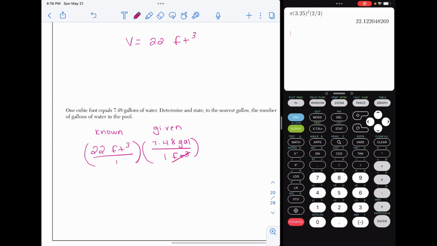I need to put the cubic feet on the bottom so that these cubic feet will essentially cancel out, because it's cubic feet over cubic feet, which is 1. Anything over itself is 1. Because I want the answer to just be gallons. Now I'm going to multiply, so 22 times 7.48. We're looking to the nearest gallon, so this is going to give me 165 gallons.